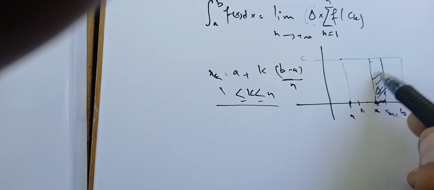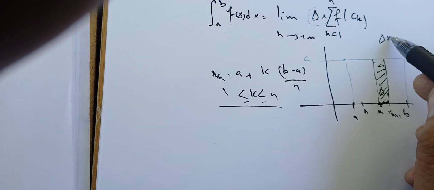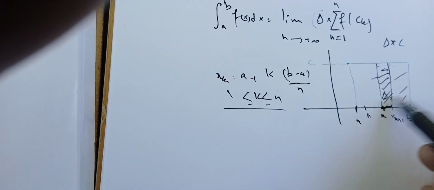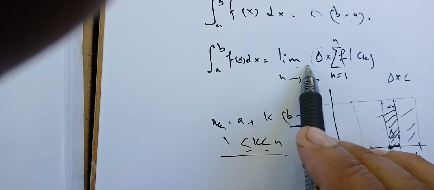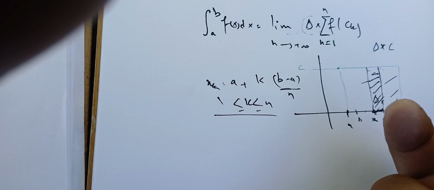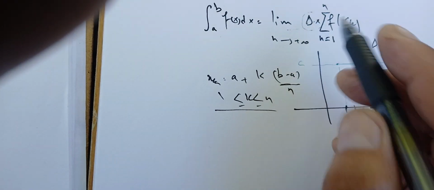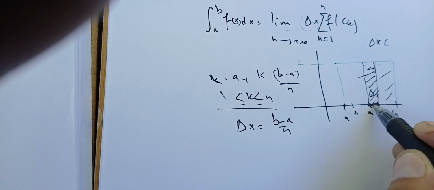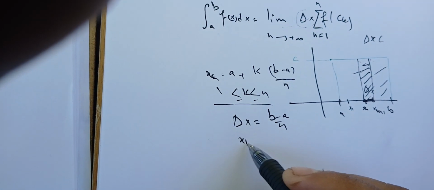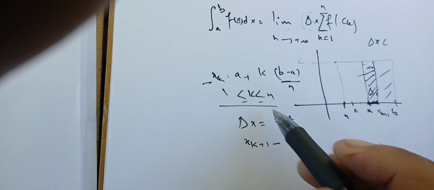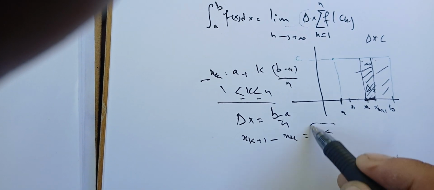So the area here is what? It is delta x times c. We're going to add all these rectangles. So we make these rectangles very small to be precise. Okay, so let's rewrite this one. In our case, delta x is just b minus a over n. It's this length here. If you take the difference xk plus 1 minus xk using this formula, you will get b minus a over n.